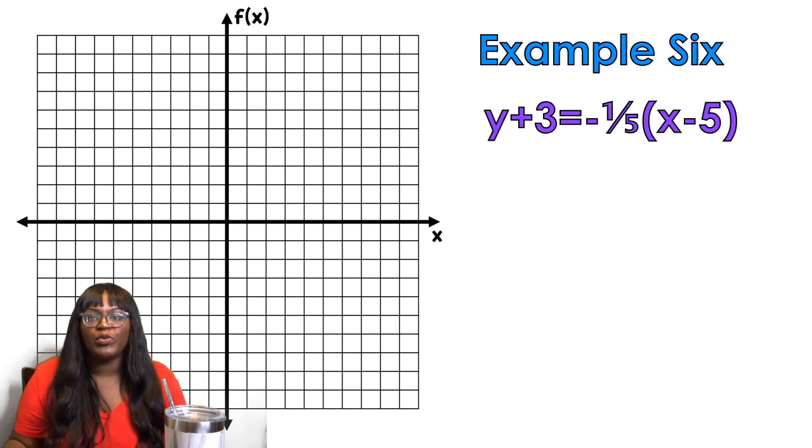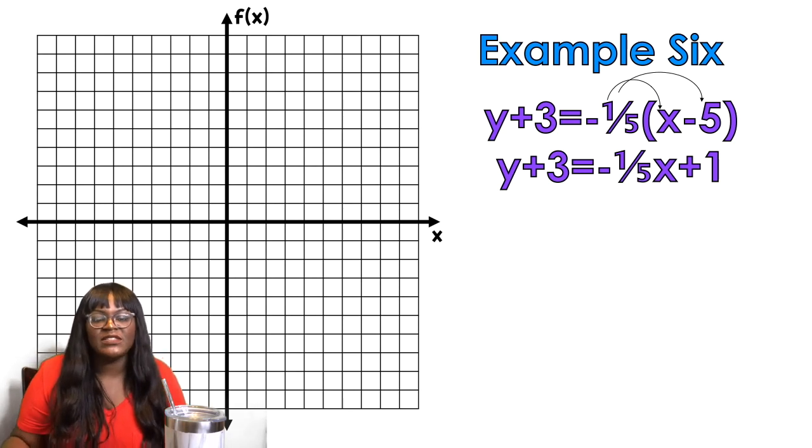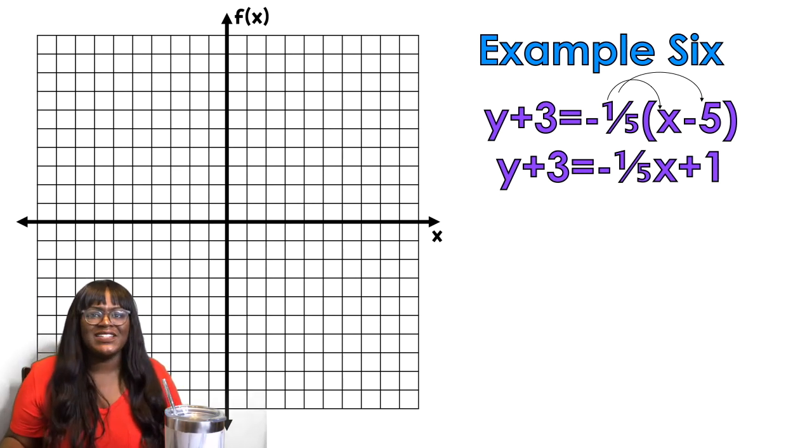Distribute the slope. What's negative 1/5 times x? It's negative 1/5 x, right? What's 1/5 of 5? If you divide 5 by 5, what do you get? 1, right? Negative times negative is a positive. It's not that serious. Sometimes you guys look at fractions and you automatically shut down. Don't do that. A lot of times the fractions are just common sense.